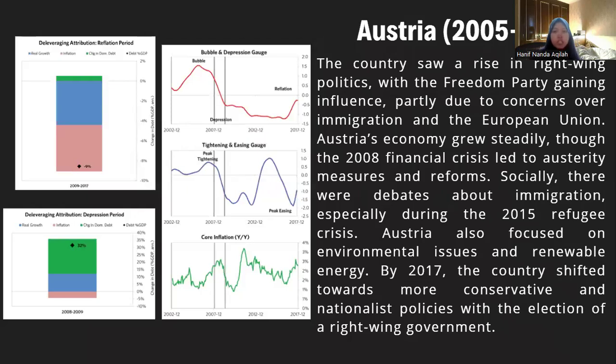And then the last one is Austria, for the years from 2005 until 2017. The country saw a rise in right-wing politics with the Freedom Party gaining influence, partly due to concerns over immigration and the European Union. Austria also focused on environmental issues and renewable energy. In 2017, the country shifted towards more conservative and nationalist policies with the election of a right-wing government.